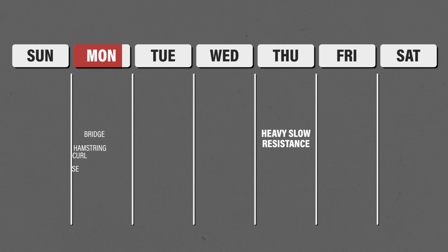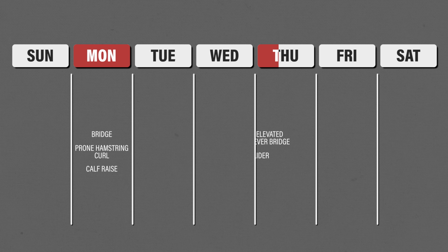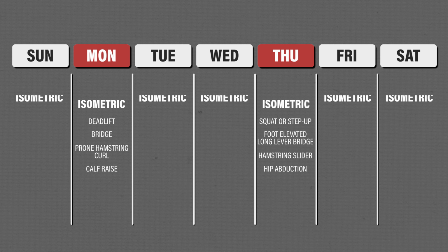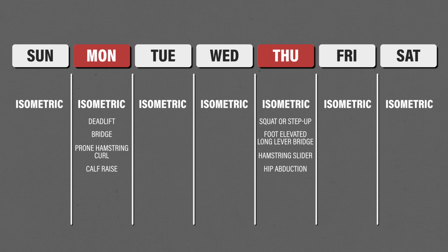For example, you can do bridges, prone hamstring curls, and calf raises on Monday, and the foot elevated long lever bridge, hamstring slider, and hip abductions on Thursday. As symptoms allow, you can gradually introduce more advanced exercises like deadlifts, squats, and step-ups. You can also continue to perform the isometrics as part of your warm-up and/or on the other days of the week if you have the time and can tolerate them.